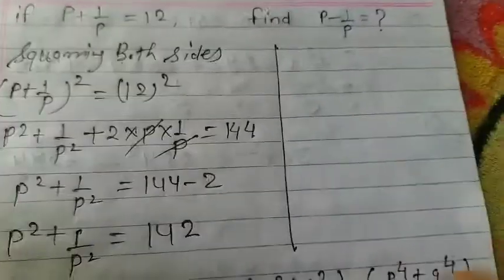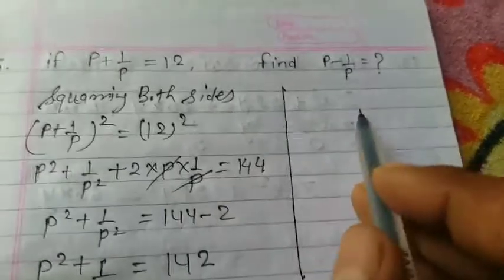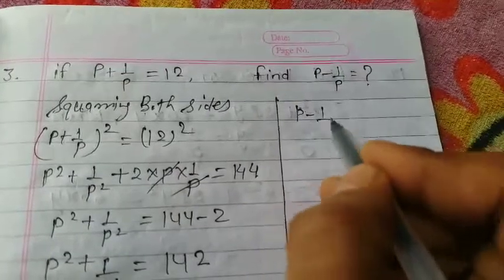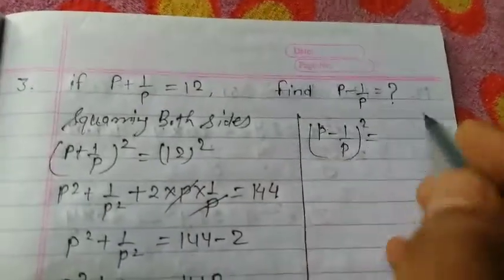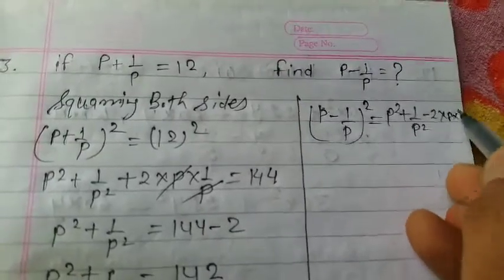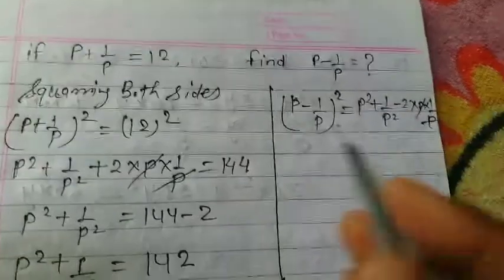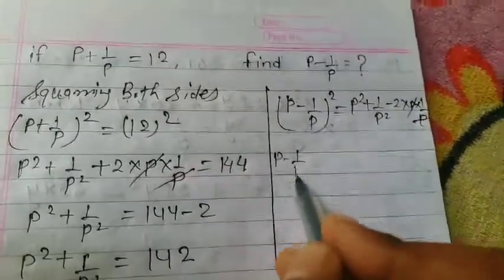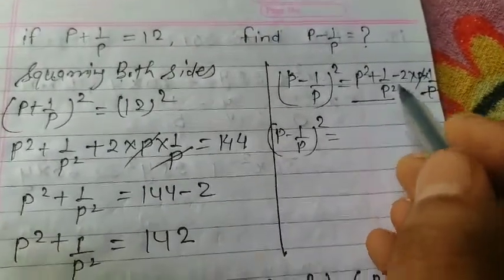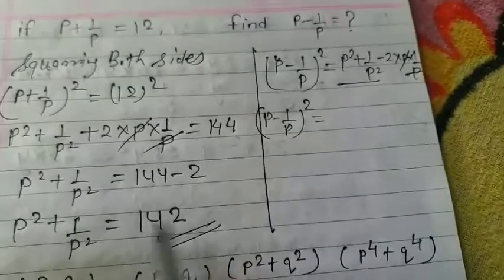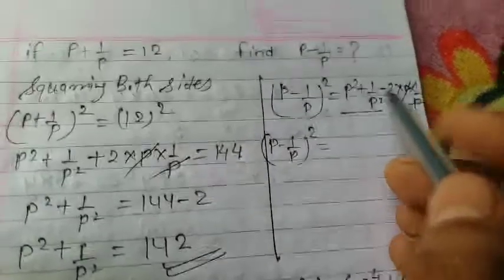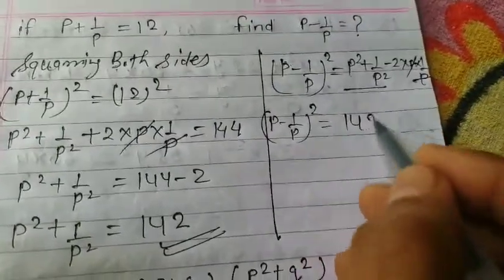Now we find the value of p minus 1 upon p. So squaring, (p minus 1 upon p) whole square equals p square plus 1 upon p square minus 2 into p into 1 upon p. P and p cancel. (p minus 1 upon p) whole square equals, the value of p square plus 1 upon p square is 142. Now putting the value of p square plus 1 upon p square here, it gives 142 minus 2.